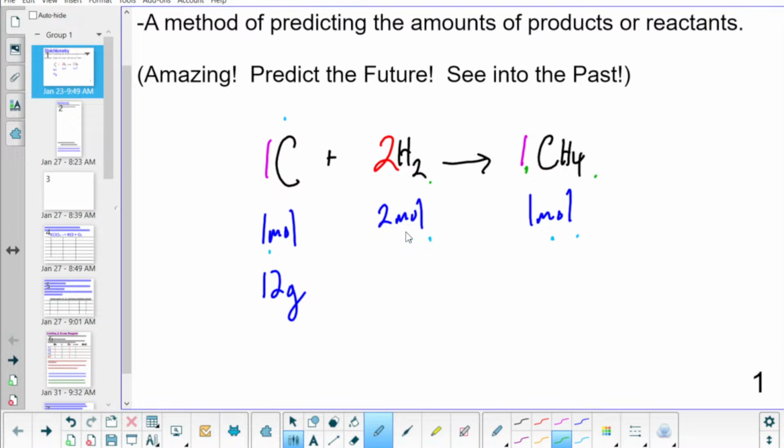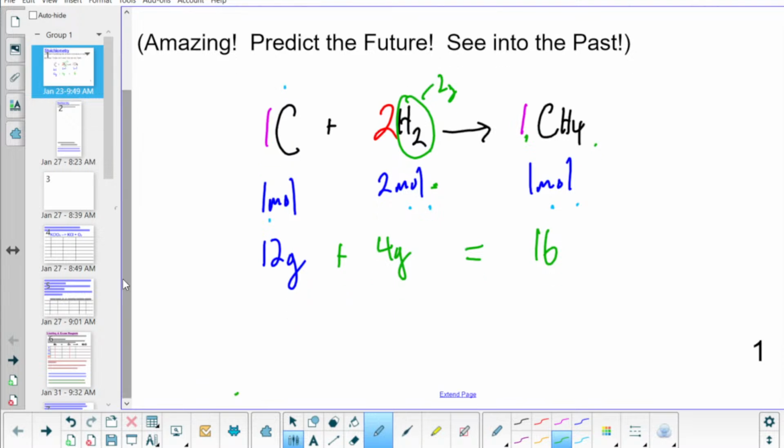How much does 2 moles of hydrogen gas weigh? 4 grams. Because 1 hydrogen gas is 2 grams. I've got 2 moles, so 4 grams. How much does 1 mole of methane weigh? 16 grams. Now, notice, while our moles may not add up, you don't have 1 mole plus 2 moles equals 3 because you're making a larger molecule, our mass will always add up. Law of conservation of mass, 12 grams plus 4 grams goes to 16 grams. That's always going to work.